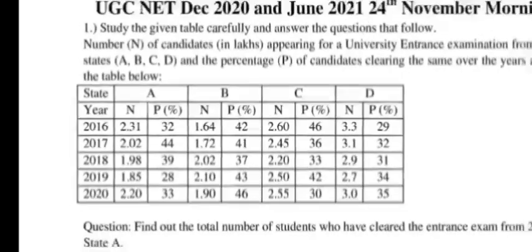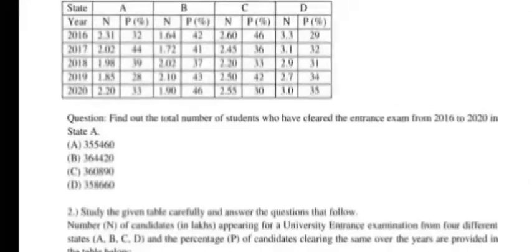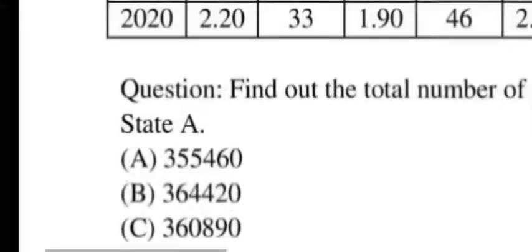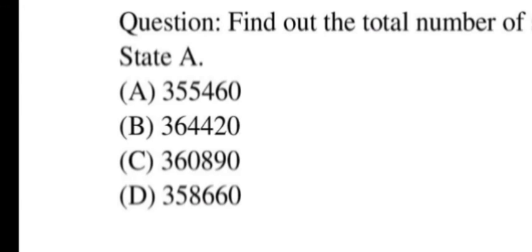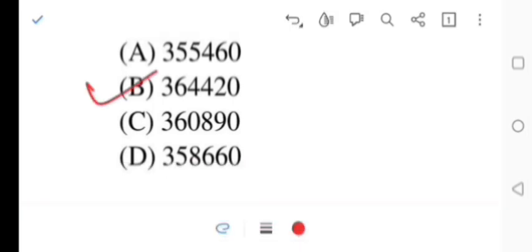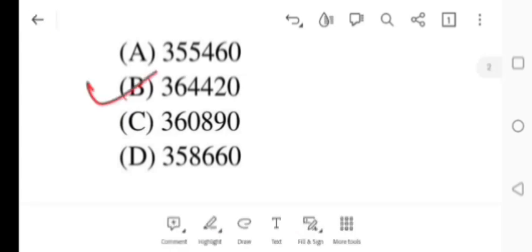Now let's find out the first question that we have got. It says, find out the total number of students who have cleared the entrance exam from 2016 to 2020 in state A. So these are the options for you: A, B, C, D, 355460, 364420, 360890, 358660. So the right answer as per my research will be 364420, but please verify it.